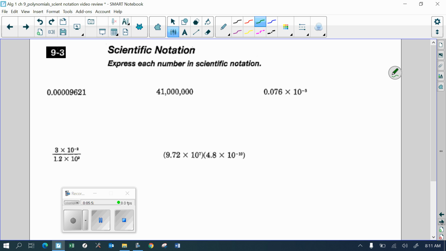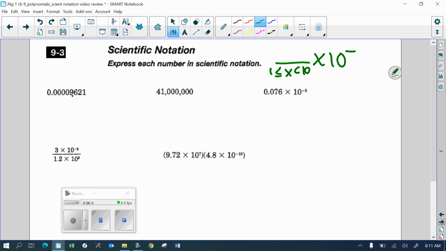Okay, next, scientific notation. For scientific notation, it's something times 10 to some power. This first number has to be greater than or equal to 1 and less than 10. So no double digits in this first number. So that means I have to stick that right there to make it 9.621.